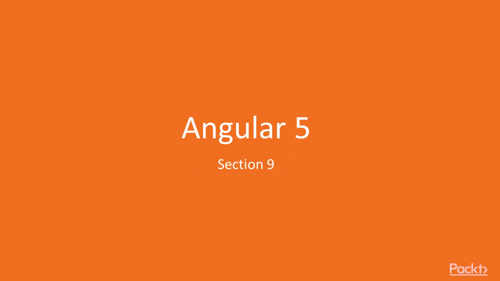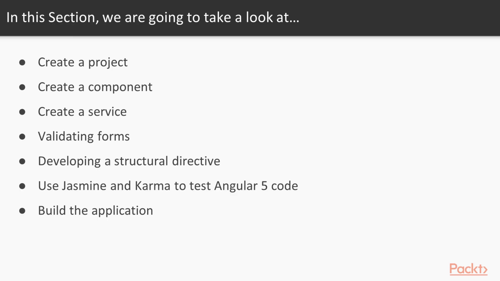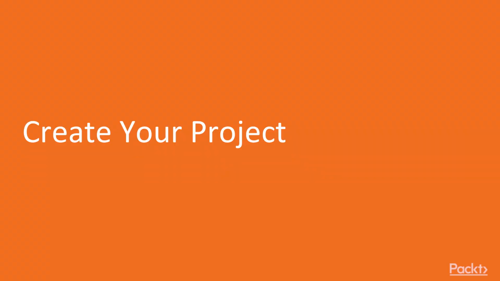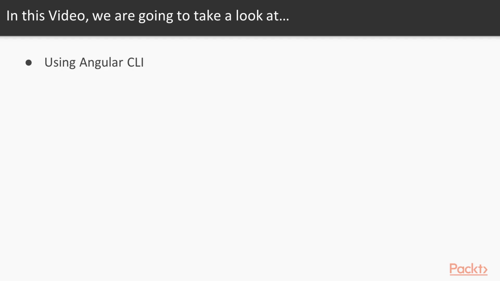Hi, and welcome to the 9th section of the Mastering TypeScript Programming Techniques course on Angular 5. In this section, we'll learn about Angular 5 and create a project, a component, a service, see how to validate forms, how to develop a structural directive, how to use Jasmine and Karma to test the application, and finally, how to build the application. We'll talk about creating a project, and we'll learn how to use the Angular CLI.